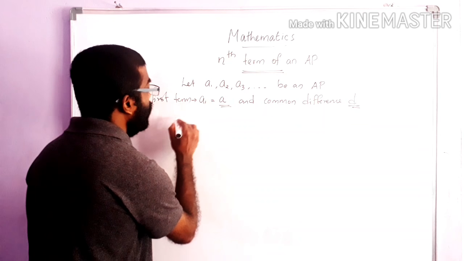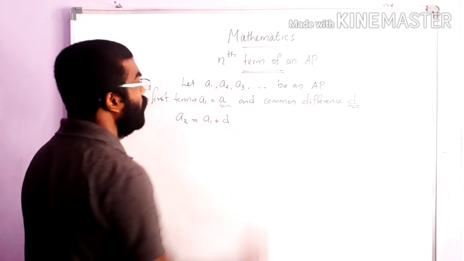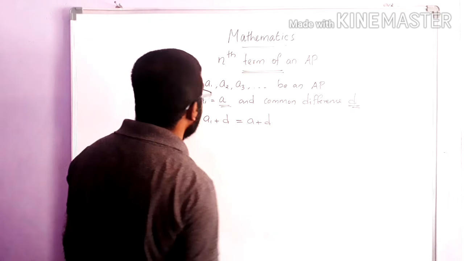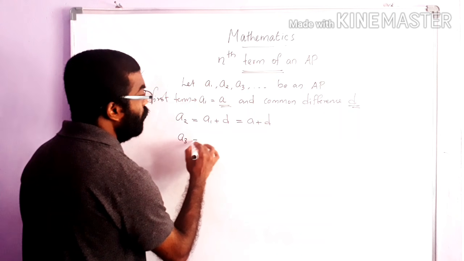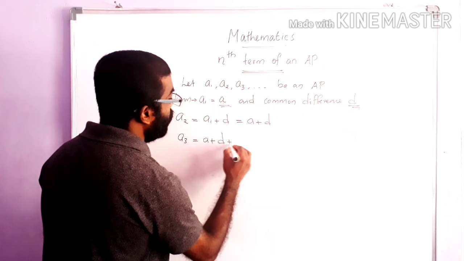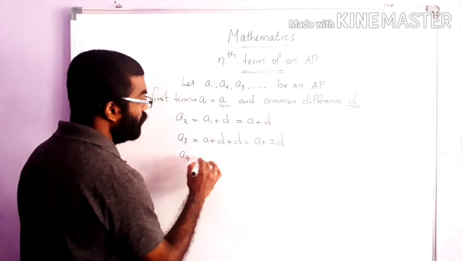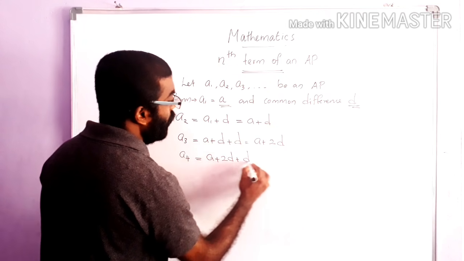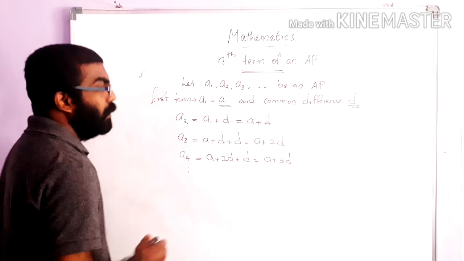Now what will be the second term? We can write A2 is equal to first term plus common difference, that is A1 plus D. A1 we take as A, so A2 is A plus D. Now the third term A3 is equal to second term plus common difference, that is A plus D plus D, that is A plus 2D. And the fourth term is third term plus common difference, that is A plus 2D plus D, and it will be equal to A plus 3D. Okay, and so on.